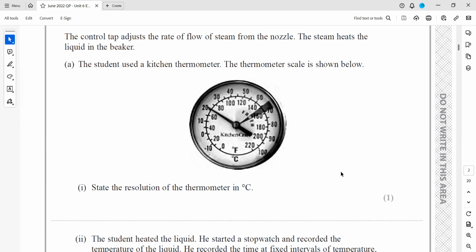When we say resolution, it means the smallest value which it can record. So in degrees centigrade, you can see this is 0, then one line, and then 10 is there. So this line is 5. The difference between the markings is 5 degrees. So the resolution of the scale is equal to 5 degrees, because resolution of a thermometer here refers to the smallest value which it can record.